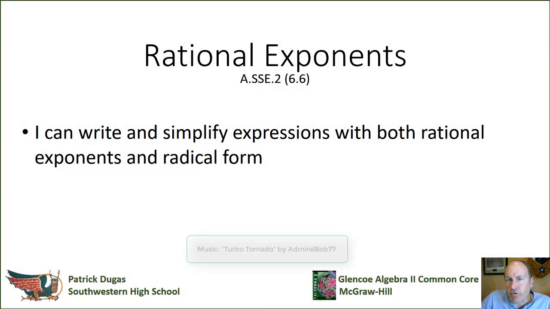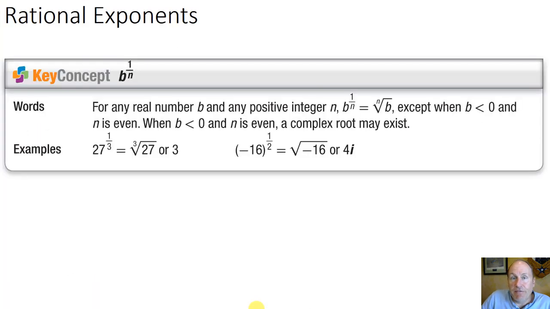I'm Pat Dugas, and this screencast is about rational exponents, being able to write and simplify expressions and convert between the rational exponent form and the radical form, which we've covered in previous screencasts. So let's begin with a definition.